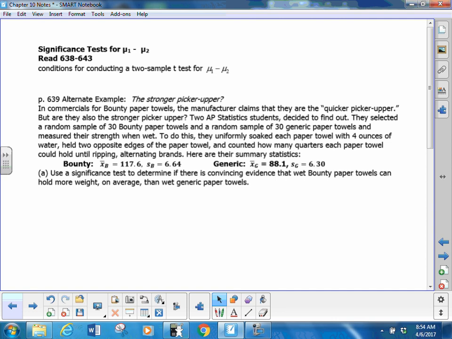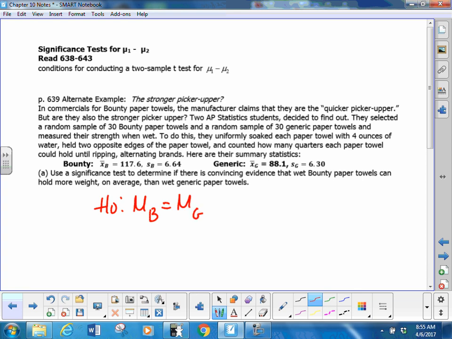Okay, so they gave us some data. Turns out that the mean number of quarters that Bounty will hold is 117.6 with that standard deviation. The mean that the generic will hold is 88.1 quarters and that standard deviation. So we're going to use a significance test to determine if wet Bounty paper towels can hold more. Let me show you, and you don't have to write this. The H0 is, remember, H0 is always that they're equal, or you could put that their difference is equal to 0. I don't know which one you prefer. This makes more sense to me, but you could have written it like this.